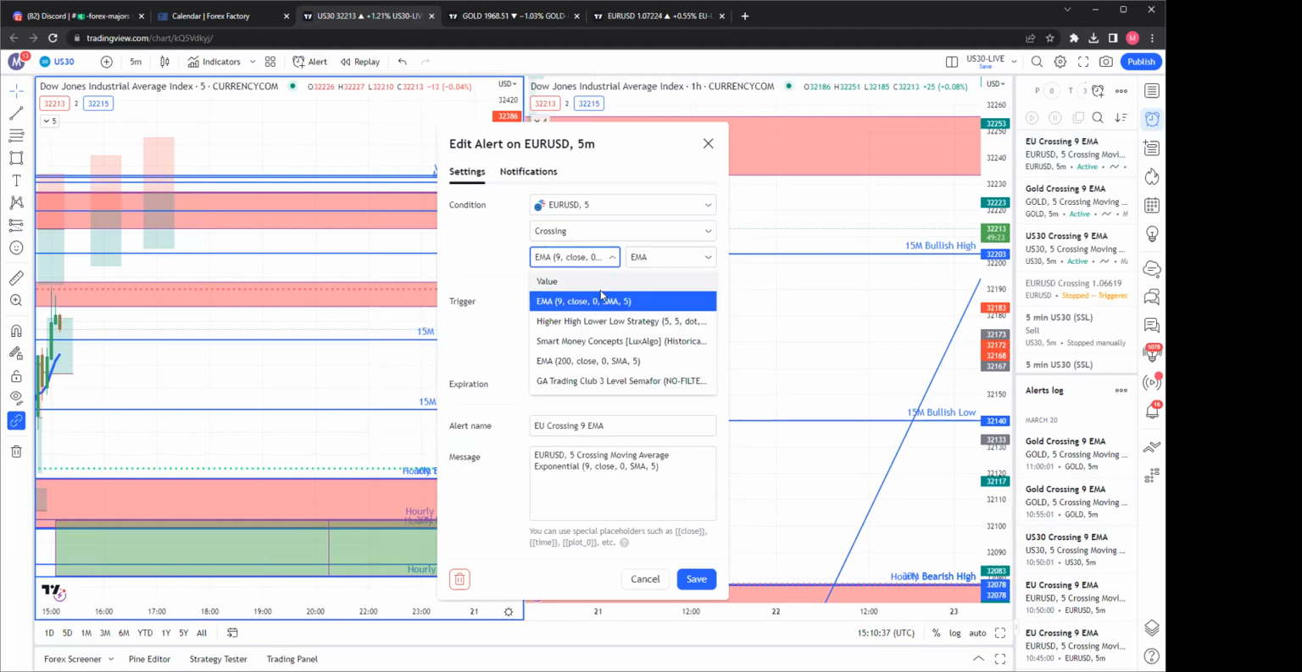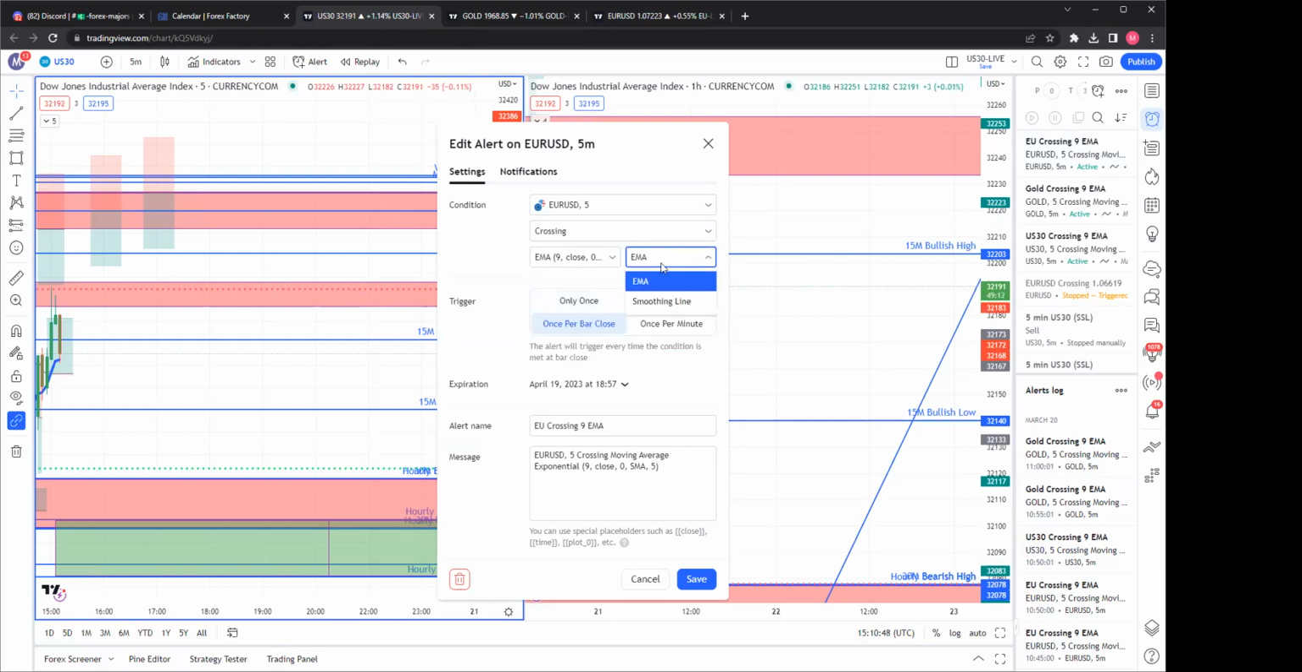And then do EMA. We are using the 9 EMA. The 9 EMA is our short-term EMA, and the 200 EMA is our longer-term EMA. So here I picked the 9 EMA and set it to the right, and then I did once per bar close. I'm setting it on the 5-minute chart. An alert is always going to fire on whatever chart you're setting it on.